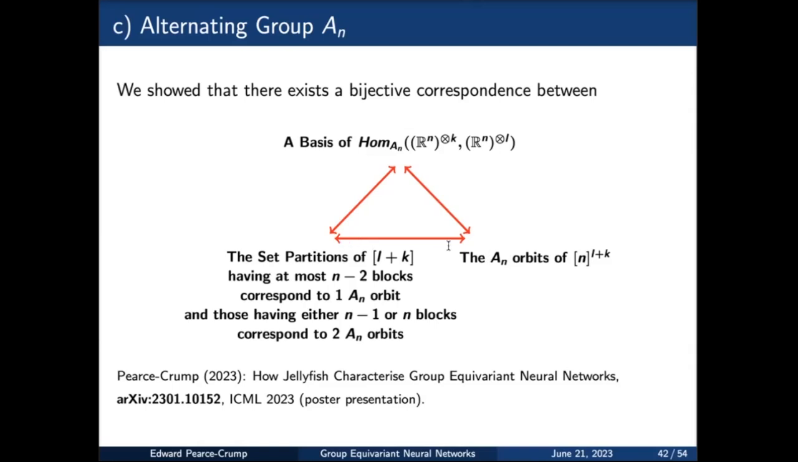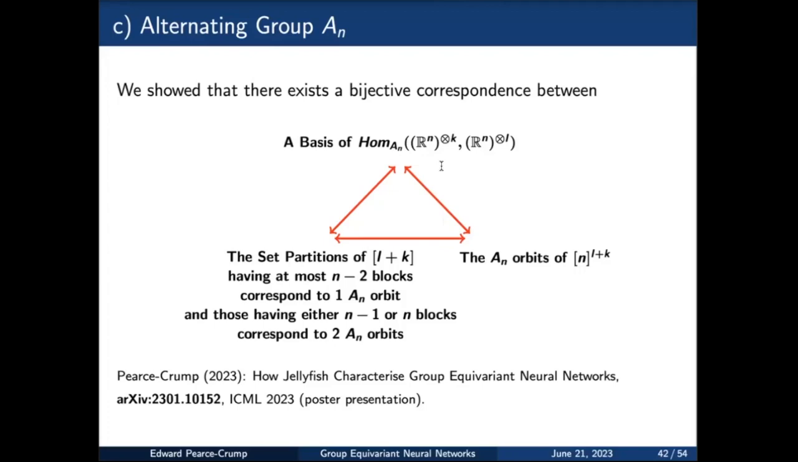Now, on the bottom, it's slightly different. So you may recall for the symmetric group, we considered all set partitions of 1 to l plus k having at most n blocks. Well, we're doing the same thing here, but now depending on how many blocks there are, they either correspond to 1 AN orbit or 2 AN orbits. Right? So as it says here, if there are n minus 2 blocks, they correspond to 1 AN orbit and consequently to 1 basis vector in the space. If there are n minus 1 or n blocks, they correspond to 2 orbits and to 2 basis vectors. So the point here is that you're going to now get set partition diagrams that correspond to more than 1 basis vector in this space. And the question is how to find those basis elements, right?